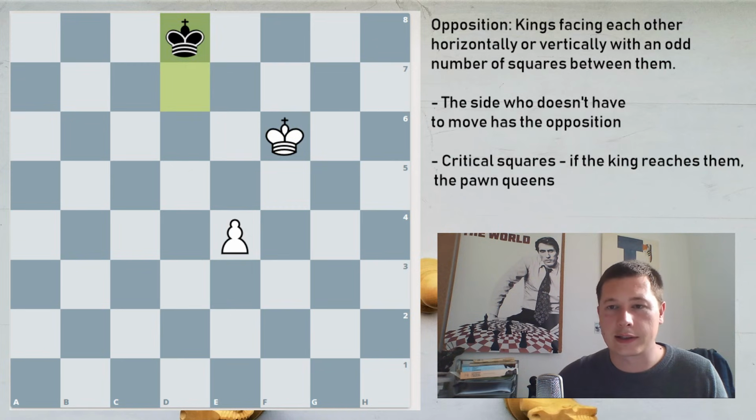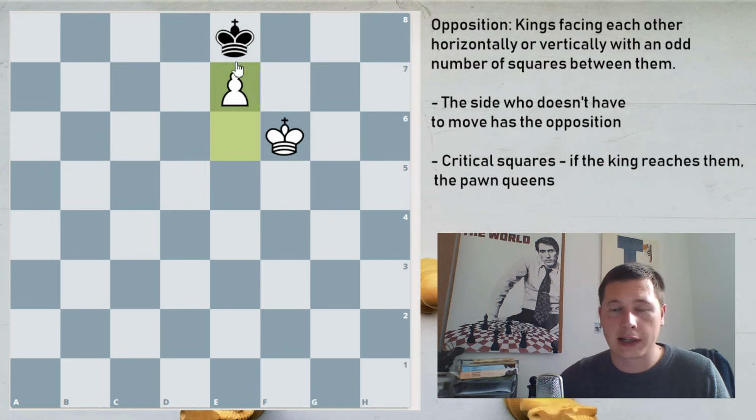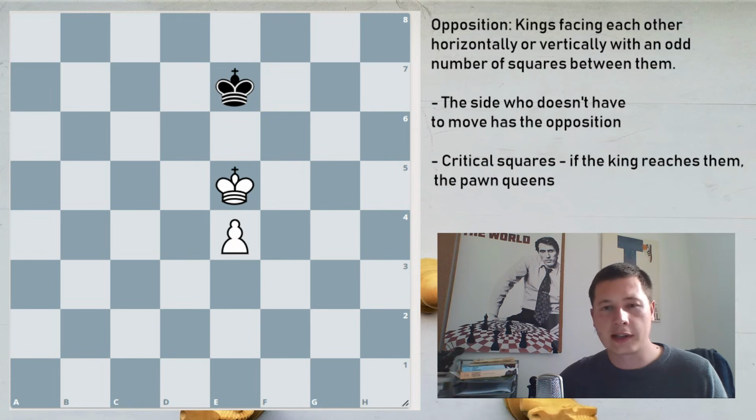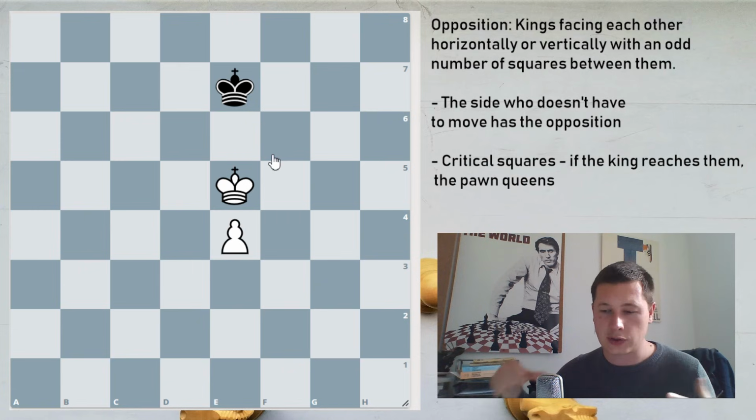Okay, king e8 instead of king d7, e5, king d7, e6, king e8, and we said that white is winning with one simple move, e7. The black king has to move to d7, and after king f7, queening is unavoidable. So from this starting position, it's critical to know whose turn it is, and that's the point of the opposition. You have the opposition if you don't have to move.